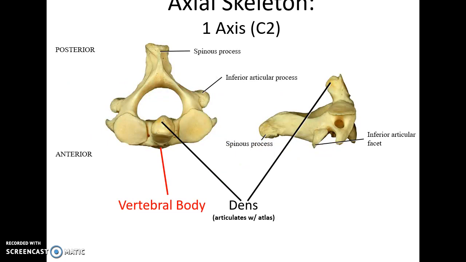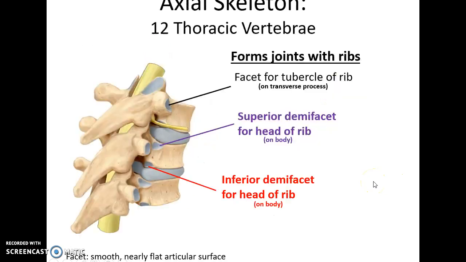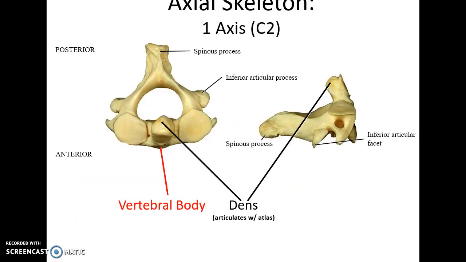Axis looks mostly like a normal cervical vertebra, except it has this portion of bone sticking up superiorly. And this is called the dens. The dens then articulates with the atlas, forming a joint that lets us rotate our head in the motion of no.